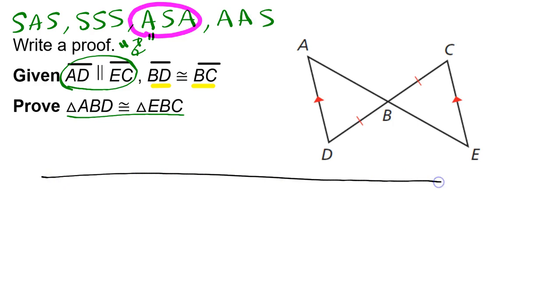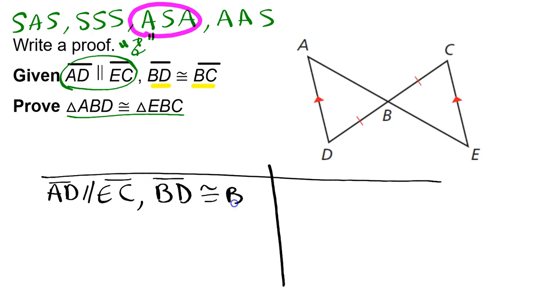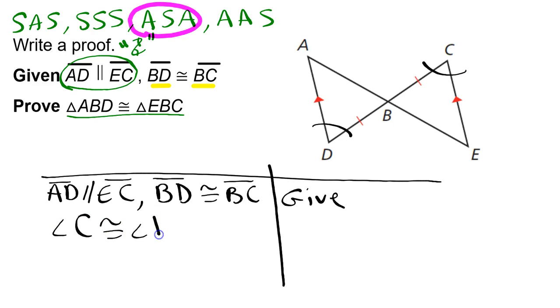We start with the given. So we have AD is parallel to EC and BD is congruent to BC. That was given. Now we said since those two lines were parallel and we got that Z pattern, angle C was congruent to angle D. So angle C is congruent to angle D because we had the parallel lines and those two are alternate interior angles. So we can say parallel lines: if two lines are parallel, then the alternate interior angles are congruent.